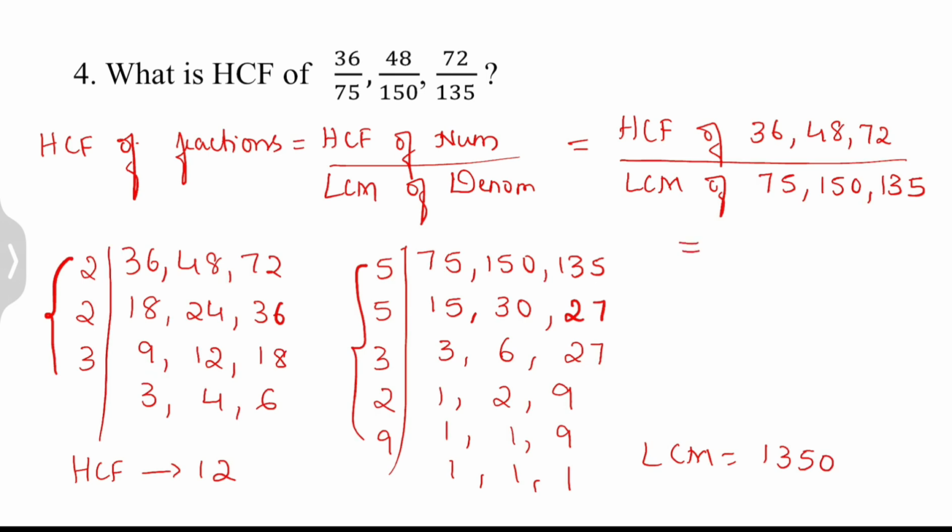Now substitute in the formula. The HCF of all those numerators is 12 and the LCM of the denominators is 1350. So 12 by 1350 is our answer. Next problem.